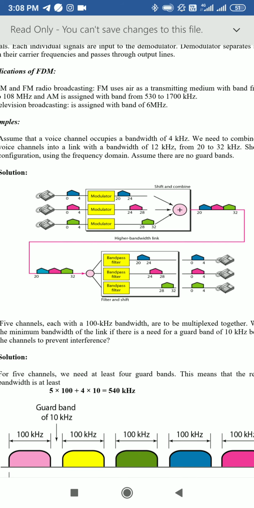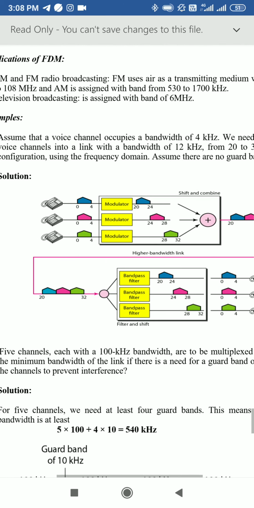Since they have given it as a voice channel, they have drawn the input devices as telephones, and the input streams will have a similar frequency range. So the similar frequency range is 0 to 4 kilohertz, as they have given that the channel occupies a bandwidth of 4 kilohertz. It is input to the modulator.